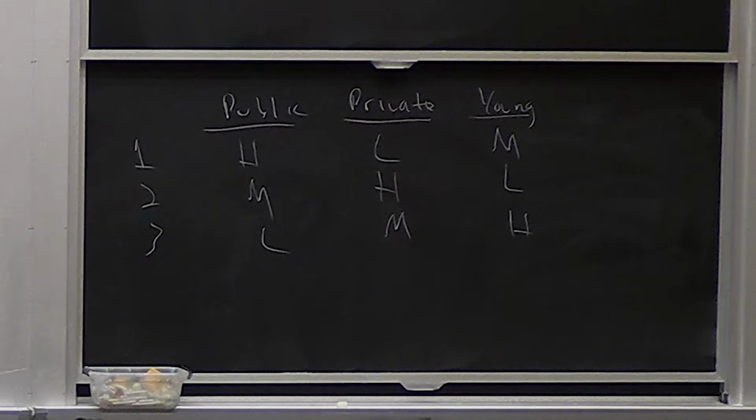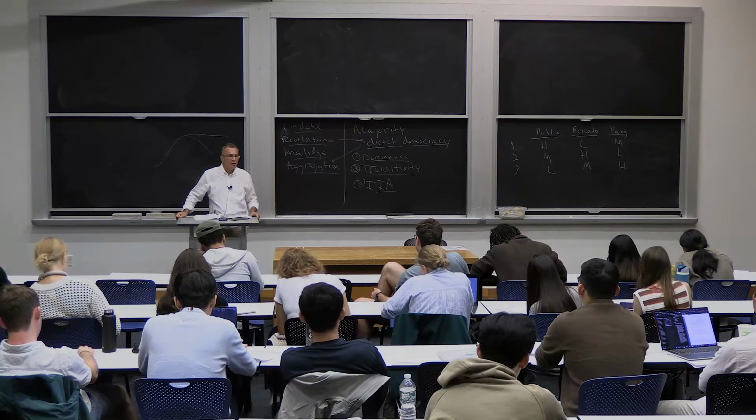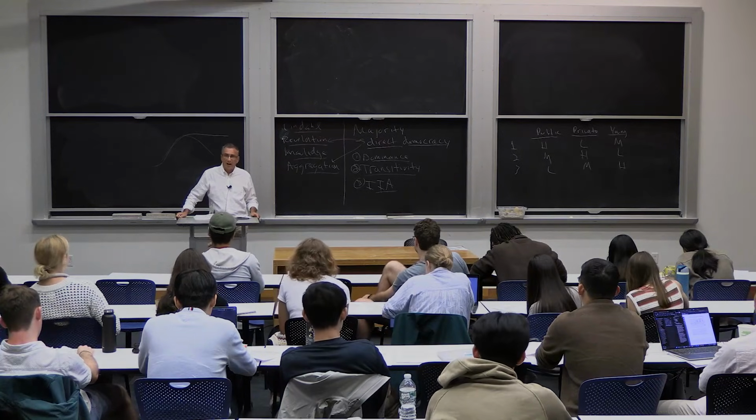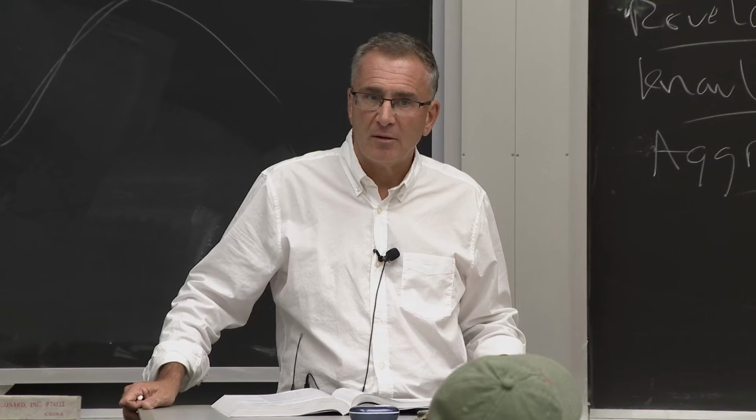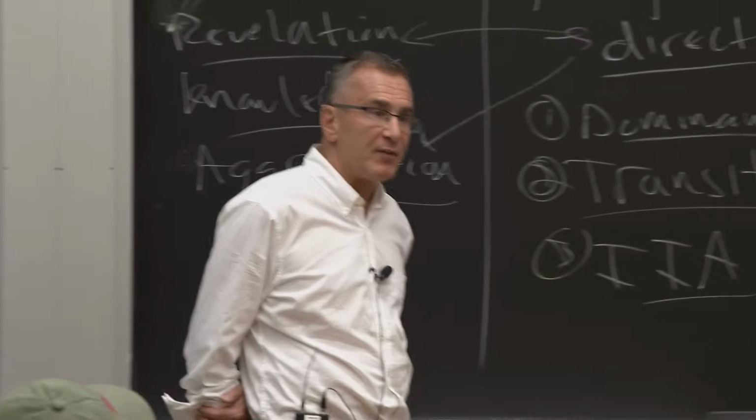No, we already did L versus H, I'm sorry. L beats H beats M. So L versus M, what do we get? M, which is inconsistent. It violates transitivity. Okay? And in fact, no matter how you do this vote, you're going to violate transitivity.